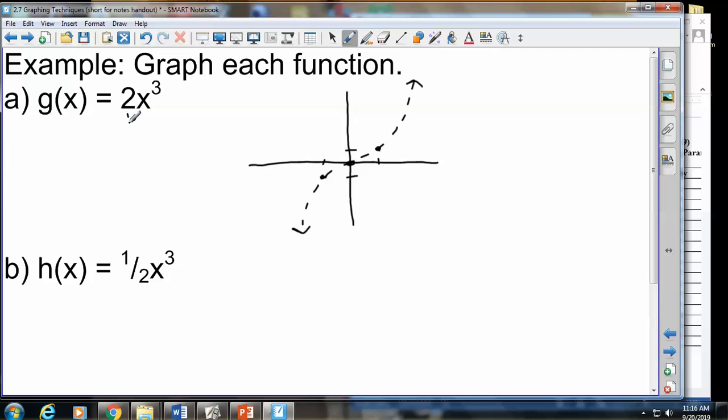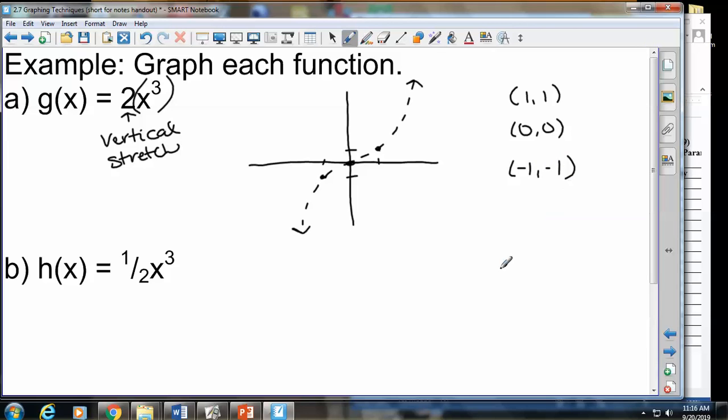Now, this 2, it's outside my function. So that is a vertical change. Y's do what you think, so this is a vertical stretch. If you struggle with this, we could think about the ordered pairs on my graph right now. Those are the 3 points we just plotted, right? This 2 would be like multiplying each of these y's times 2. So the (1, 1) would become the (1, 2).